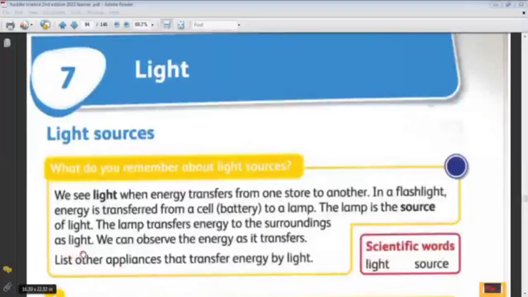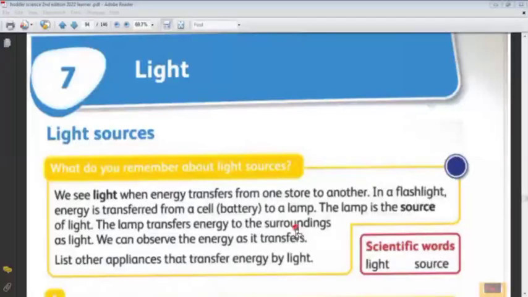As light transfers to the surroundings, we can observe the energy as it transfers. We can observe energy only when it transfers from one object to another, or from one store to another, like the energy transferred from the battery inside the flashlight to the lamp, and then from the lamp to the surroundings in the form of light, and the light helps us to see everything around us.